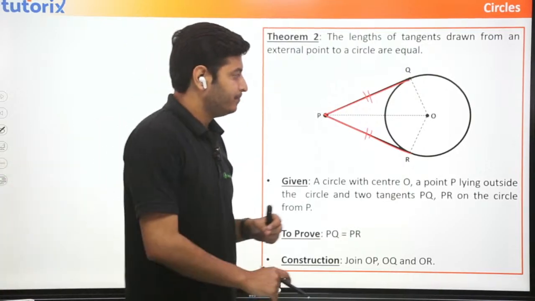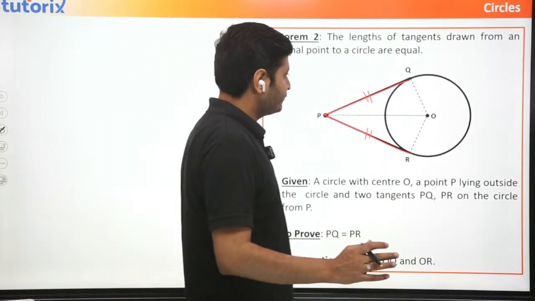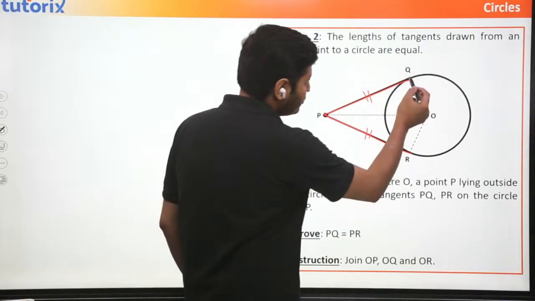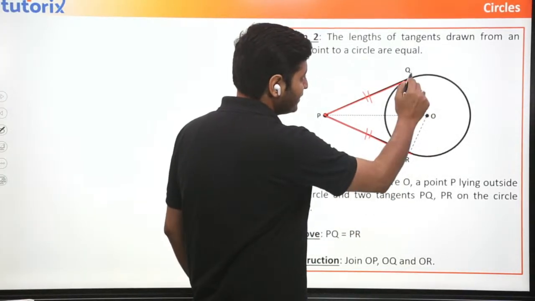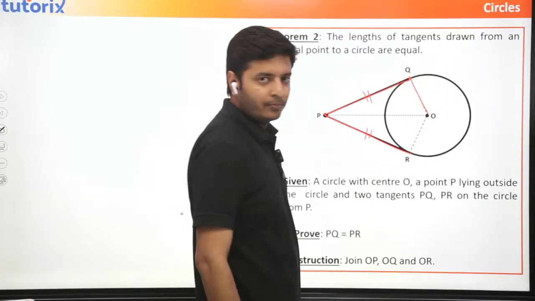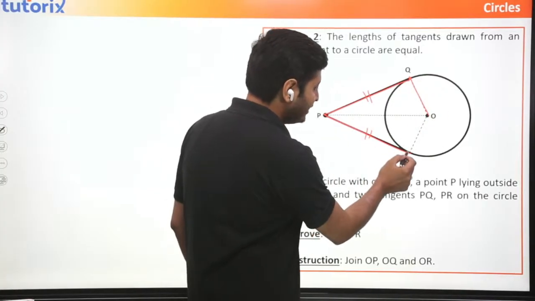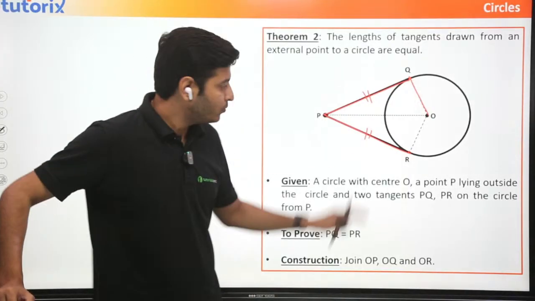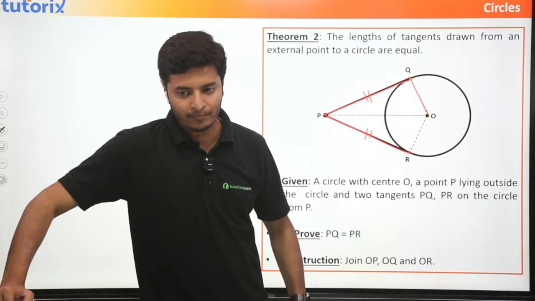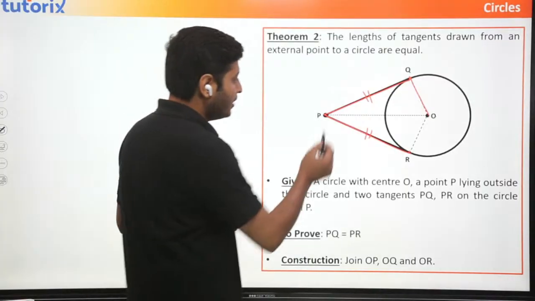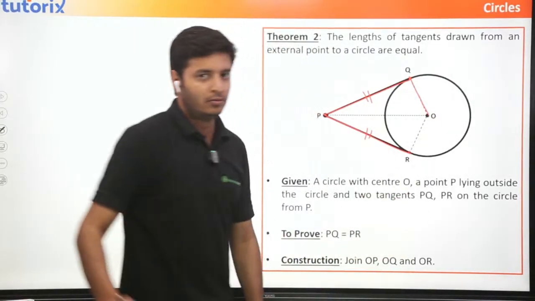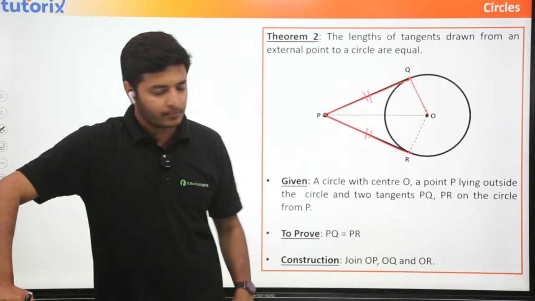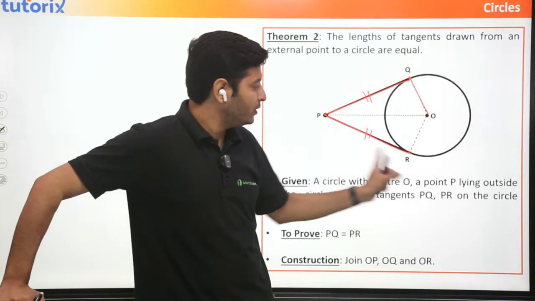Let me explain. First thing first, we need to do some construction here. What is the construction? I'm gonna join this point Q of this tangent PQ with center O. Then I'm gonna do the same with point R. I'm gonna join point R with center O. Now I'm gonna join this point P also with O. Correct? Now you can see 2 triangles, POQ and POR.